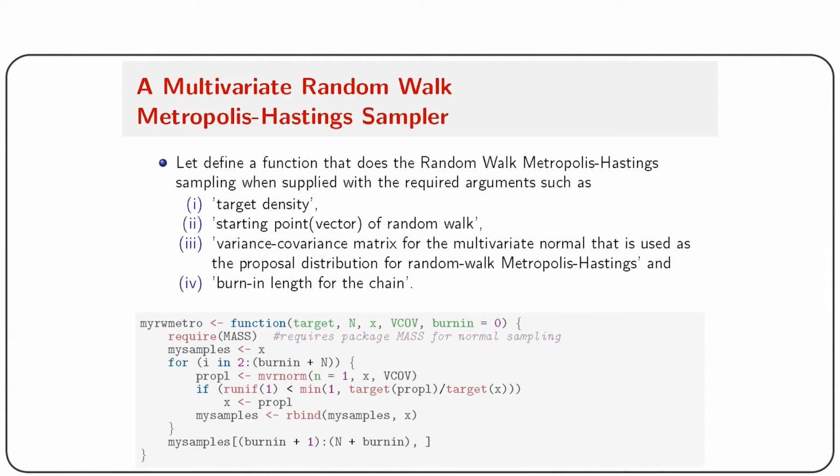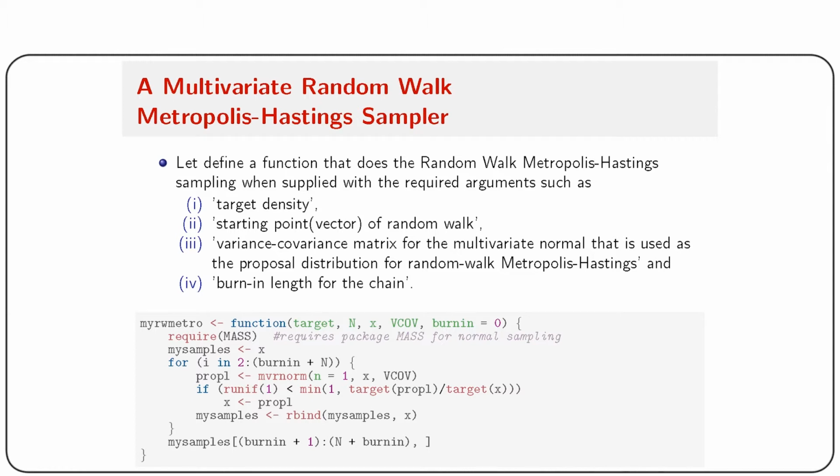In this module, we are going to see the different Metropolis-Hastings, or rather MCMC diagnostic procedures that are there, and especially focus on the convergence of the Metropolis-Hastings sampling. So let's define a function that does the random walk Metropolis-Hastings sampling when supplied with the required arguments such as target density, starting point of the random walk, the variance covariance matrix for the multivariate normal that is used as the proposal distribution for random walk Metropolis-Hastings, and burn-in length for the chain.